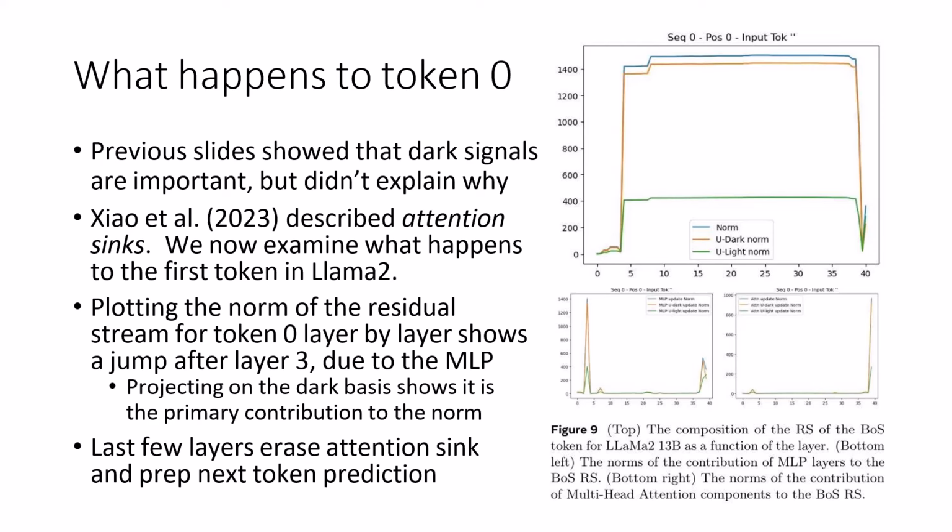token zero at layer three is writing, hey, I'm an attention sink, and it's writing it in the directions that are represented in that last 5%. Every layer after layer three is going to be able to point to that and say, I want to read that attention sink. That's basically what's going to happen here.